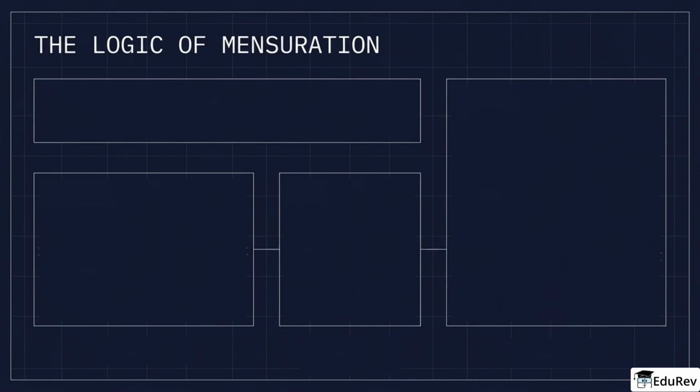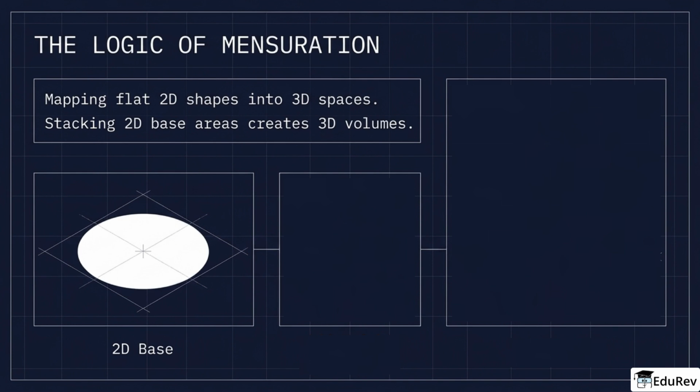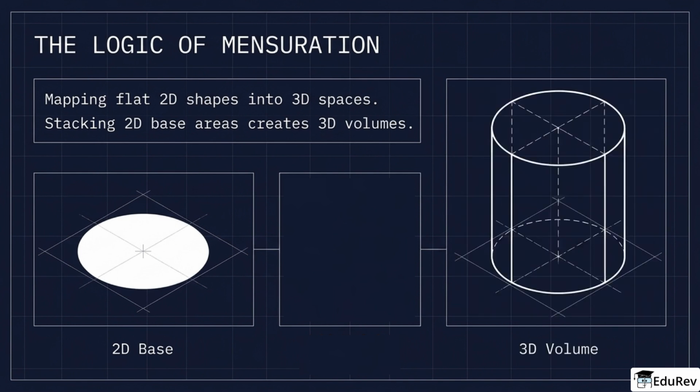The core idea here is very simple. A 2D shape becomes a 3D solid when you add height or extrude it. That is why the base area matters so much, because the 3D volume is built on top of it. Think of a circle becoming a cylinder or a polygon becoming a prism. The cleaner your understanding of the flat base, the easier it becomes to handle the solid above it.